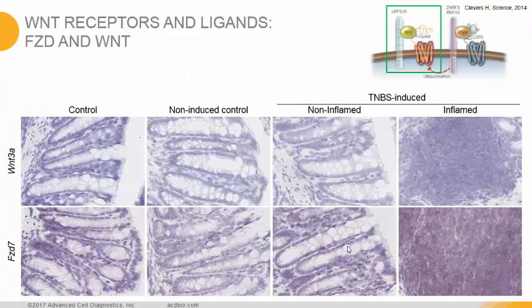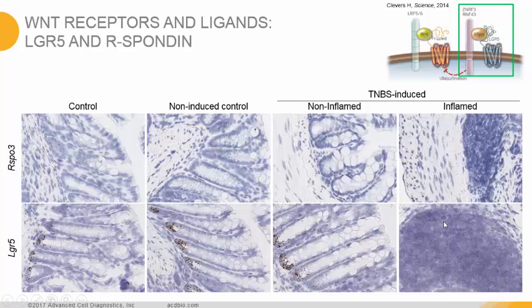We also examined the localization of receptors and ligands in the Wnt signaling pathway. In this image, we showed the visualization of the ligand Wnt3A and the receptor Frizzled7 in the control and non-inflamed colons, as well as in the inflamed region. And in this image, we showed the visualization of the ligand R-spondin3 and the receptor LGR5 in the control and non-inflamed colons, as well as in the inflamed region.